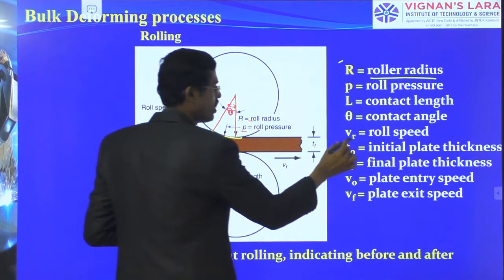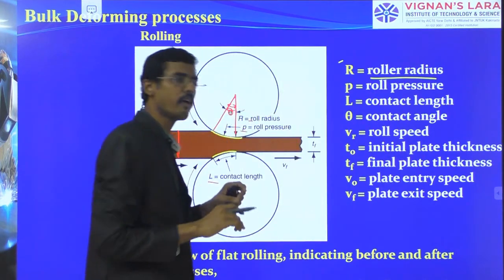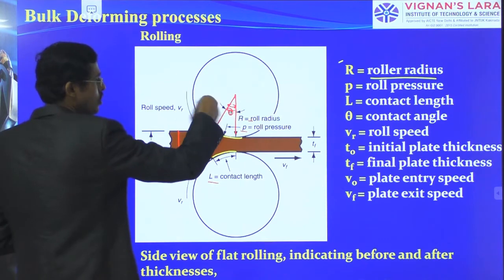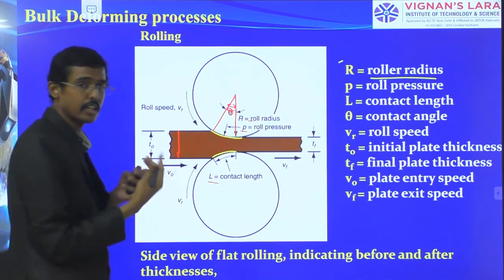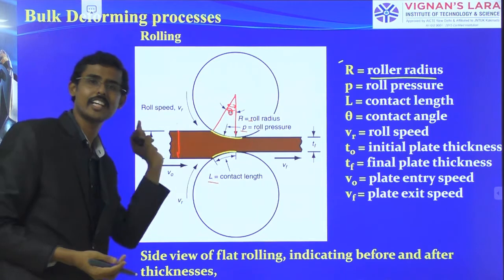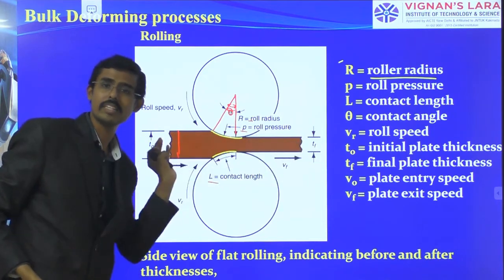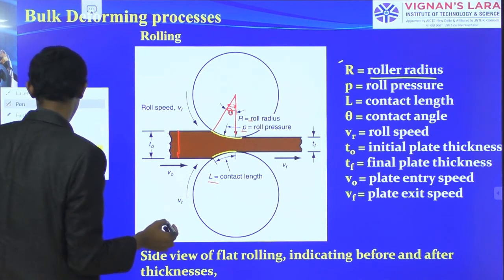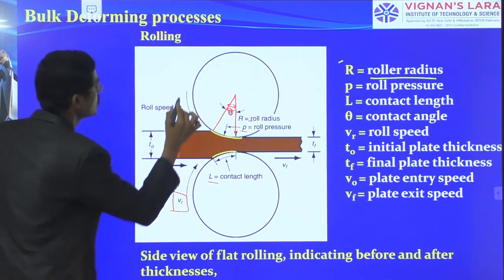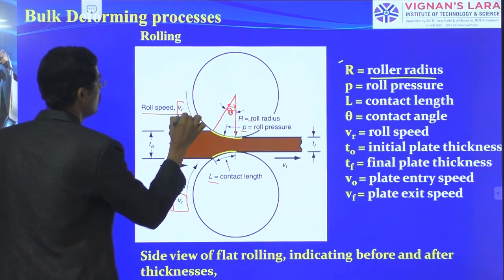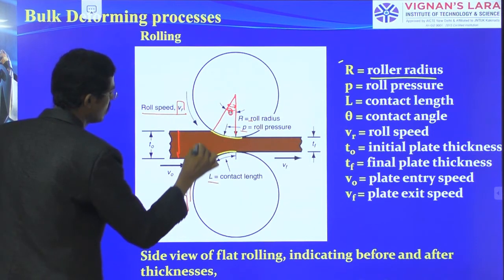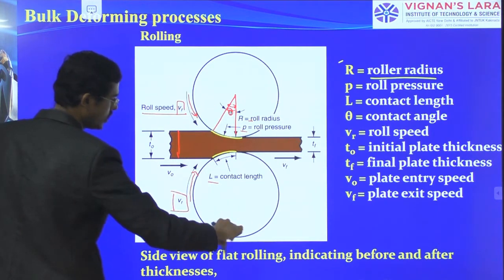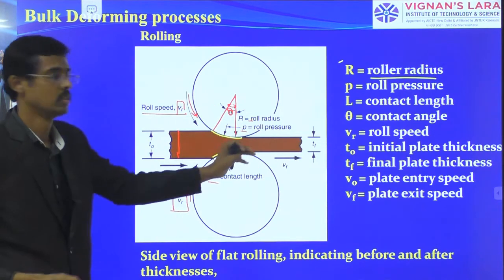Now, roll speed. How fast the roller is rotating is given as an input. As fast as the roller rotates, it will create friction and drag the workpiece inside. That is what I mention as VR, the roller speed. One roller rotates in the anti-clockwise direction, and the other rotates in the clockwise direction. In such a way it will roll.